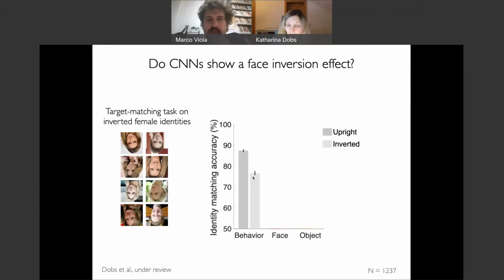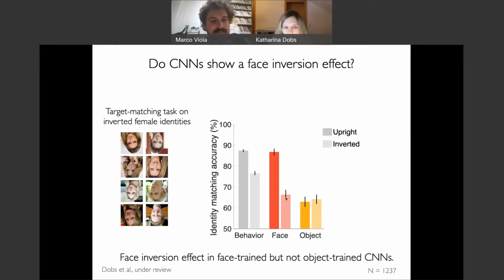Now we wanted to see, okay, do our models show that as well? And the face CNN indeed does. So that's our face trained model, and we see there's a huge drop in performance for the inverted faces. When we look at the object network, there's no difference at all. It doesn't care whether you presented upright or inverted faces, performance is almost identical. So there's a face inversion effect in face trained, but not in object trained CNNs.